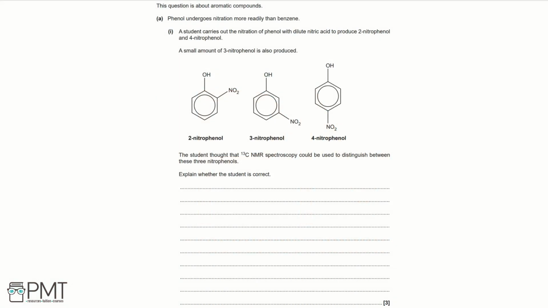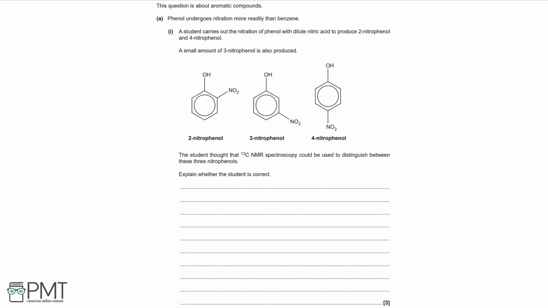This question is about aromatic compounds. Part A. Phenol undergoes nitration more readily than benzene. Part 1. A student carries out the nitration of phenol with dilute nitric acid to produce 2-nitrophenol and 4-nitrophenol. A small amount of 3-nitrophenol is also produced.